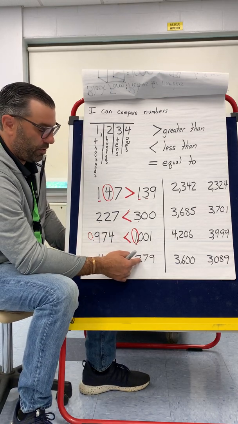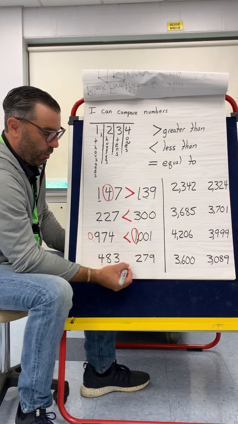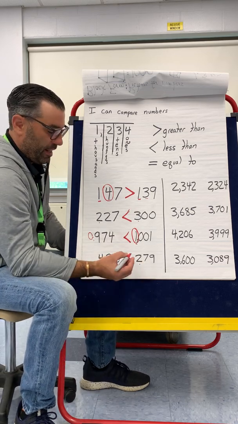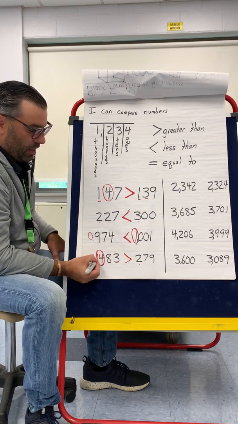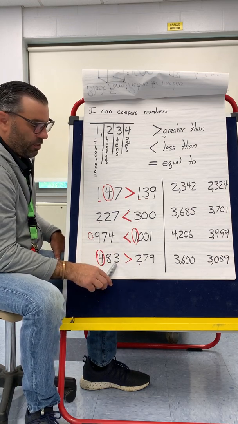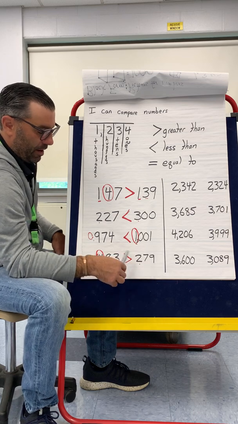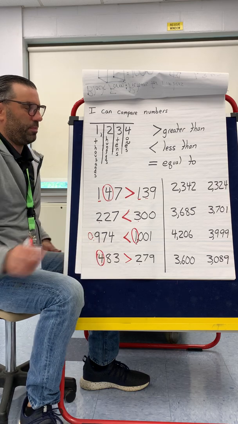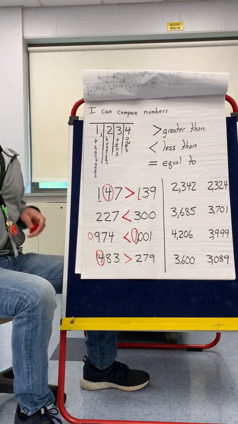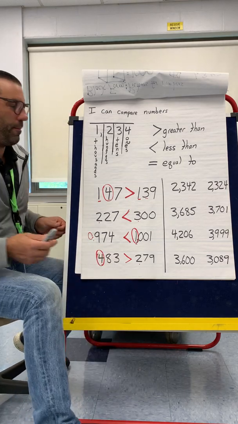483 or 279, start with the hundreds. 400, 200, that's it, game over. It has to be 483 because of the 100. So even though that's a 3 and that's a 9, that's bigger, it doesn't matter. It's all because of the hundreds in this one, okay? So, let's move over to some bigger ones, all right?